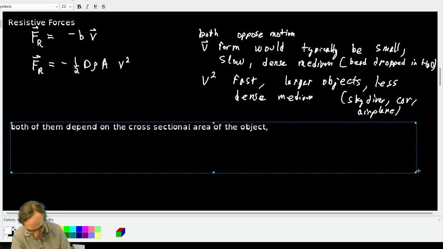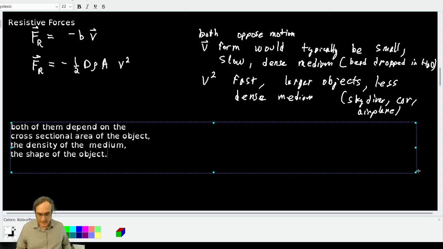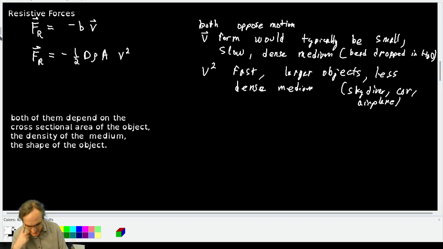I'm actually going to make this into more of a list. Hold on a moment. Cross-sectional area of the object, the density of the medium, and the shape of the object. Now, it's explicitly written out in the second case. D is the shape factor. Rho, the Greek letter rho, is the density, and A would be the cross-sectional area. So, yeah, we're very interested in these. They are going to cause all kinds of interesting effects.